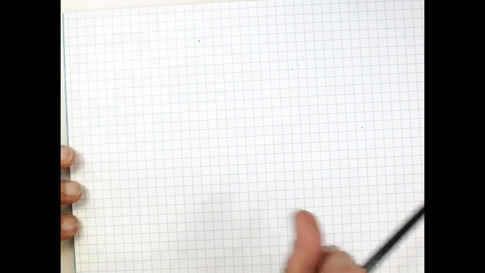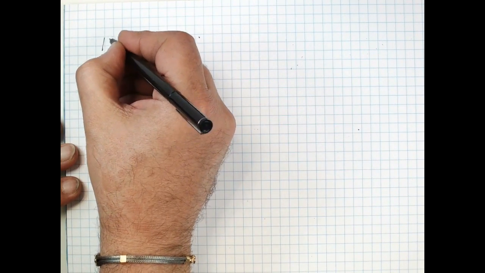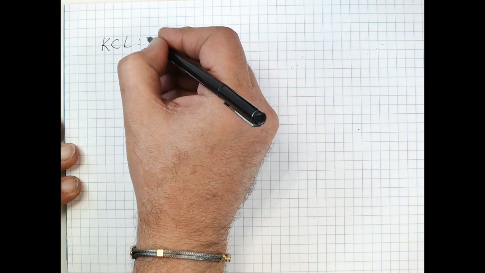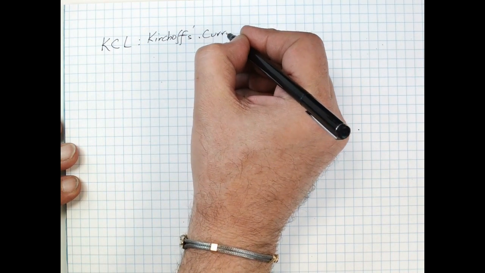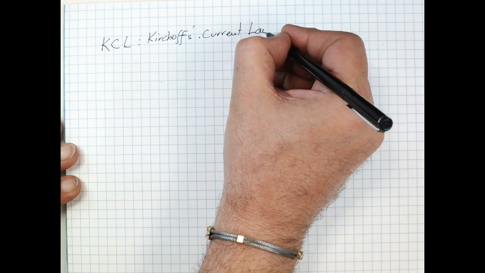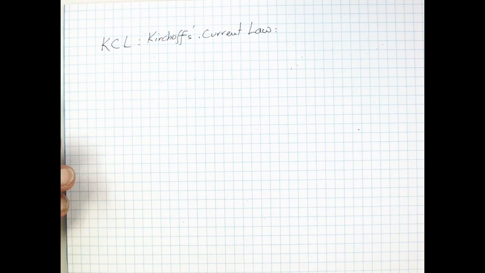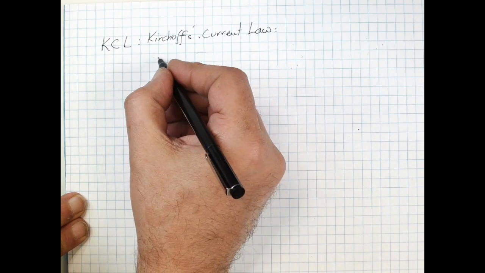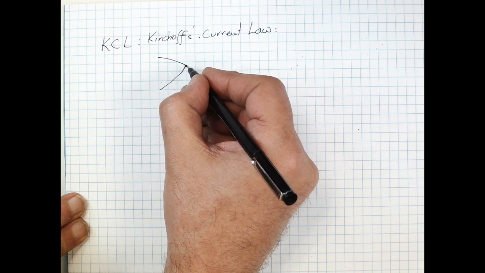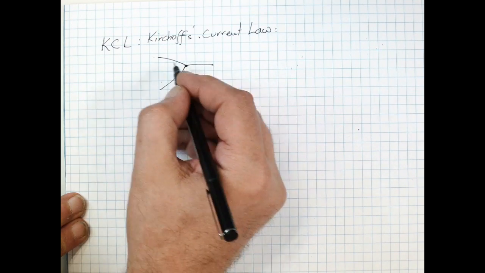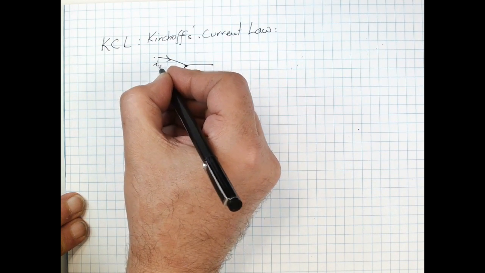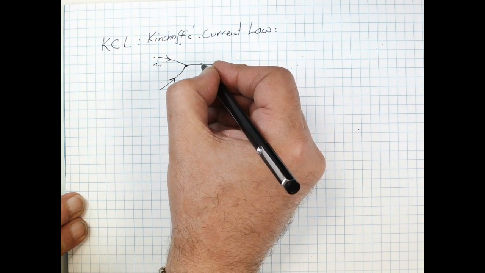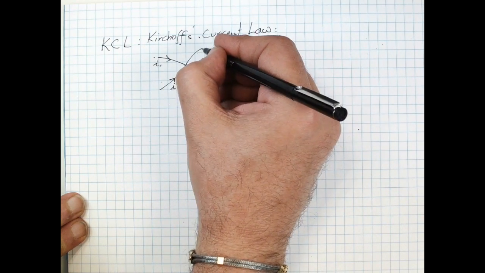That one is called Kirchhoff's current law, or KCL. Kirchhoff's current law basically says that if you have a bunch of branches coming into a node, the sum of the currents entering a node is equal to the sum of the currents that are leaving the node.